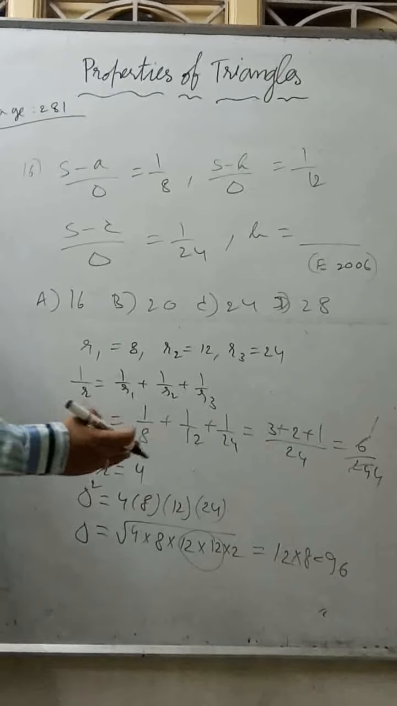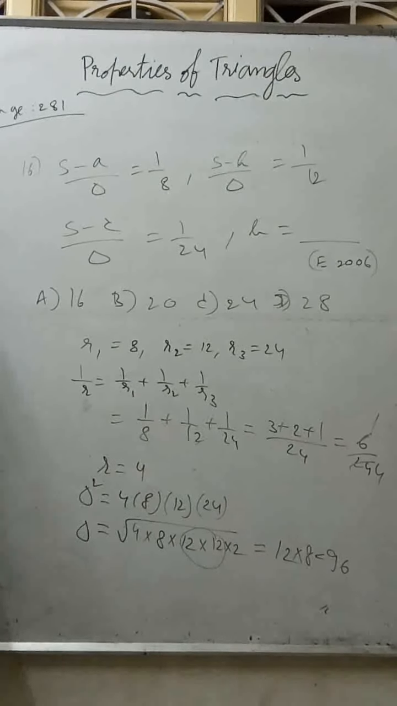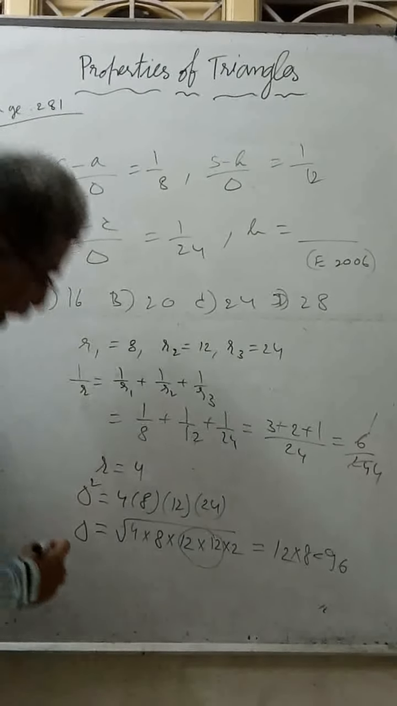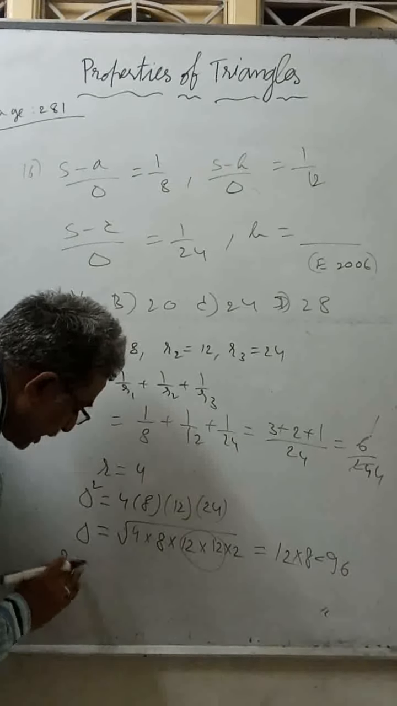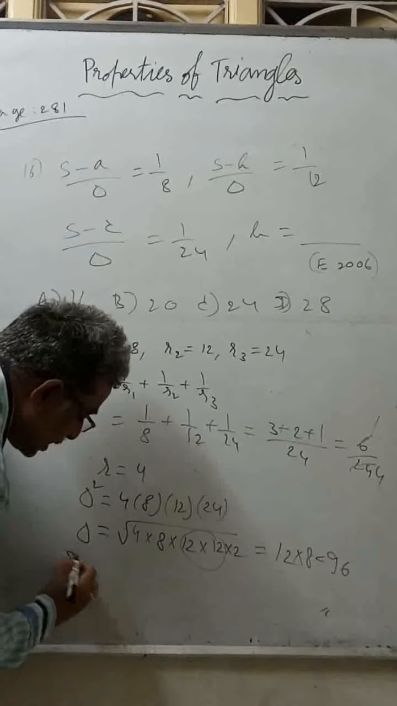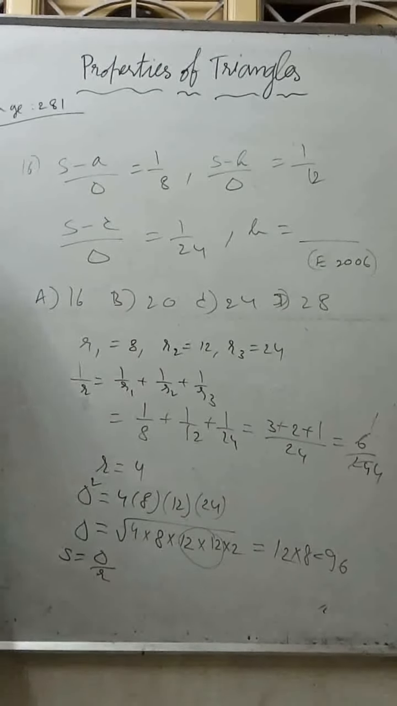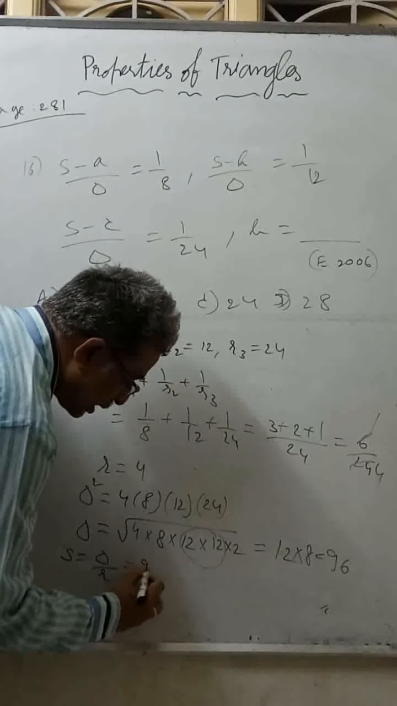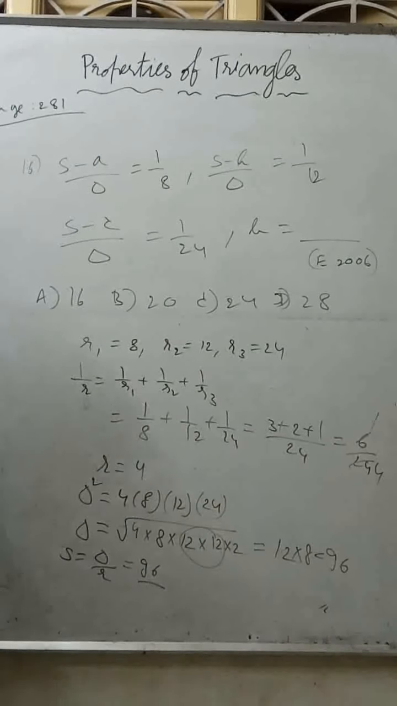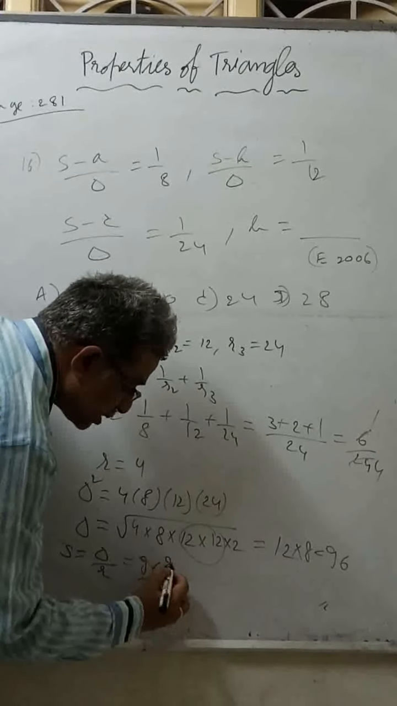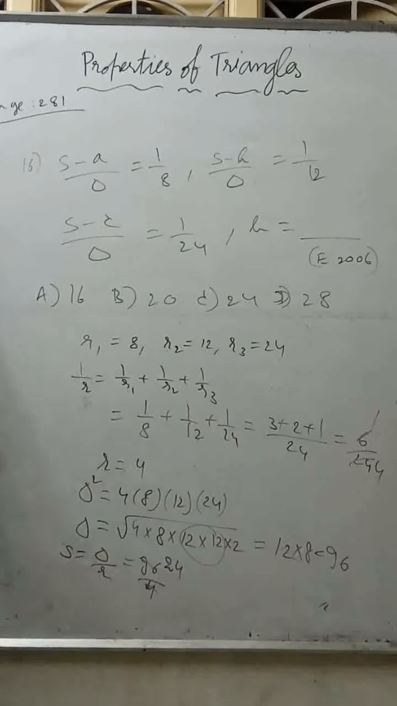If I substitute the delta value in R, I will get S, because R is equal to delta by S. Means S is equal to delta by R. 96 by the delta by R value, I got 4. 4 2s are 8, 4 4s are 24, that is S.